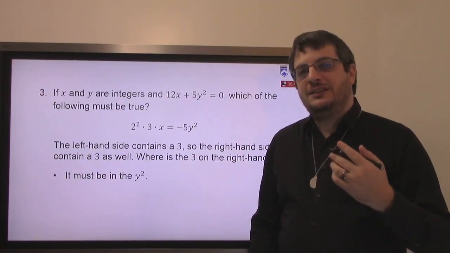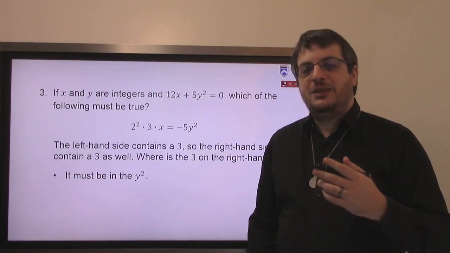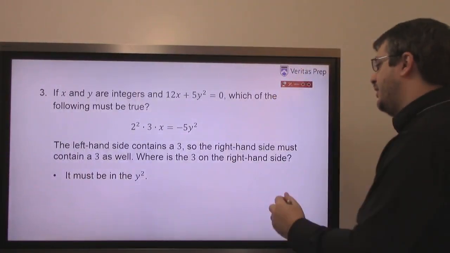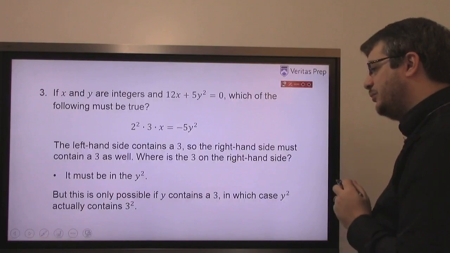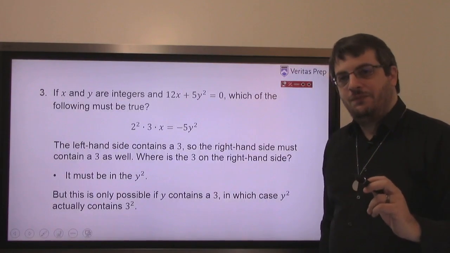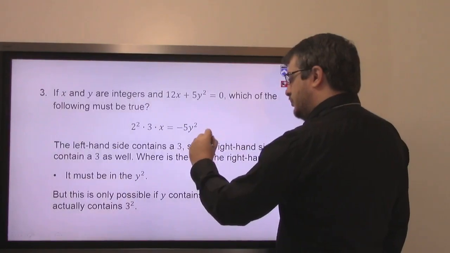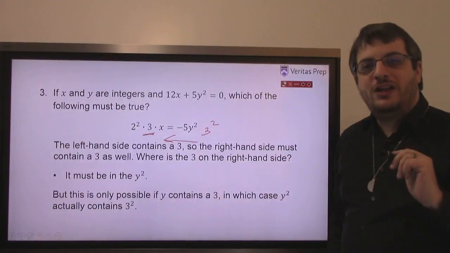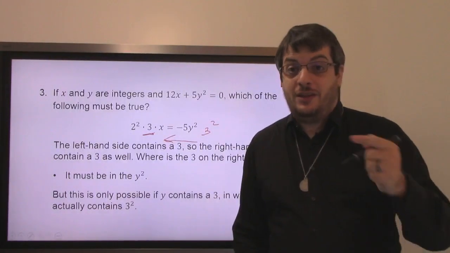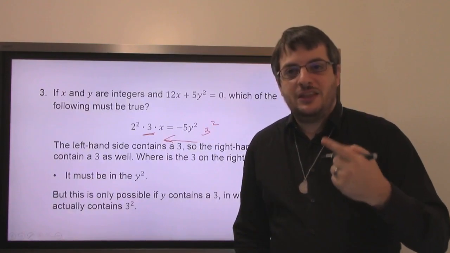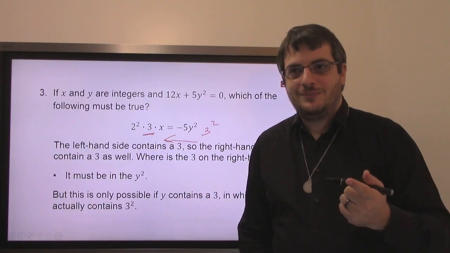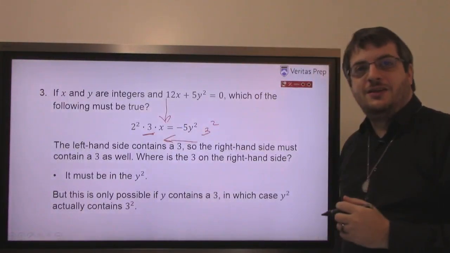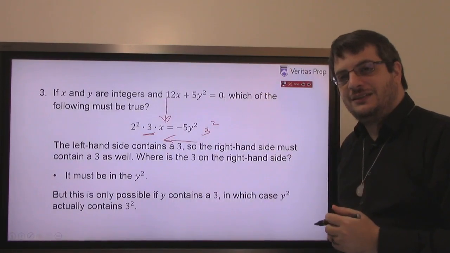But to put a 3 in the y means not just that y contains a 3, it means that y squared contains 2 3's, right? If the 3 is in y squared, this is only possible if y squared actually contains 3 squared. So there's 2 3's over here on the right-hand side. But now if I go back to the left-hand side, I only see the 1 3. Wait a minute, there must be another 3 on the left. Where is the missing 3 on the left? It's in there, isn't it? Doesn't it have to be in the x?